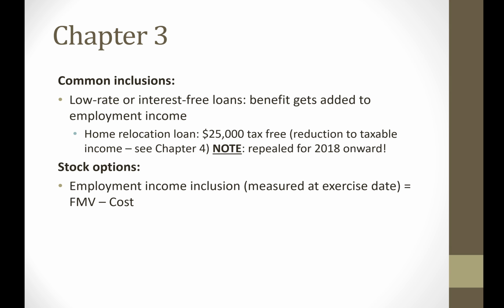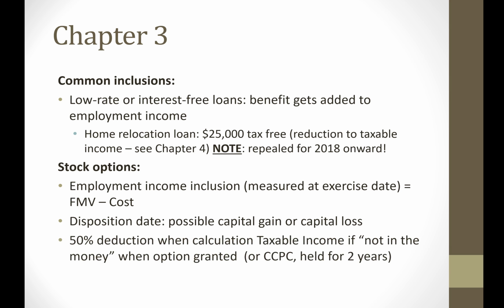So on the date that they exercise the stock option, they take the fair market value that the stock is traded for minus their cost, and that difference would be included in employment income. Now, also when they dispose of the stock, there could be a capital gain or capital loss. Once again, this amount would be included in 3B, and only 50% of those amounts, the taxable capital gain or the allowable capital loss, would be included.